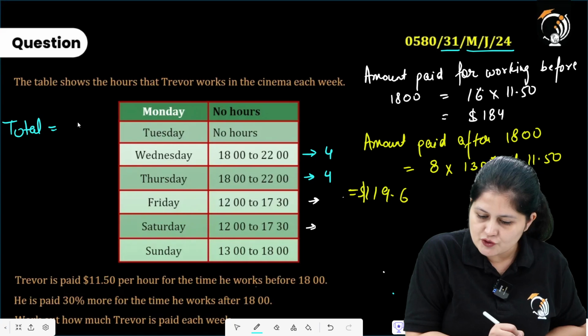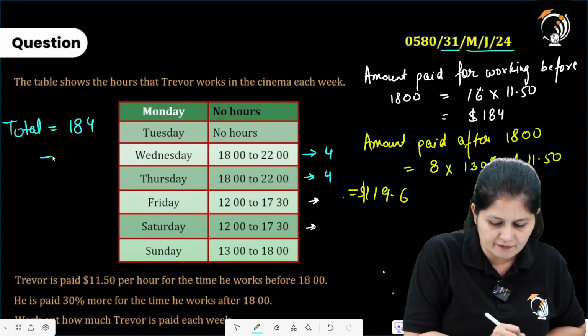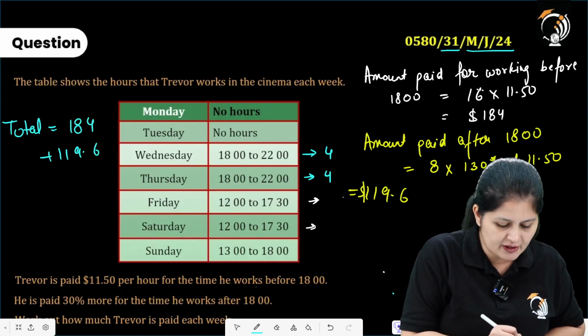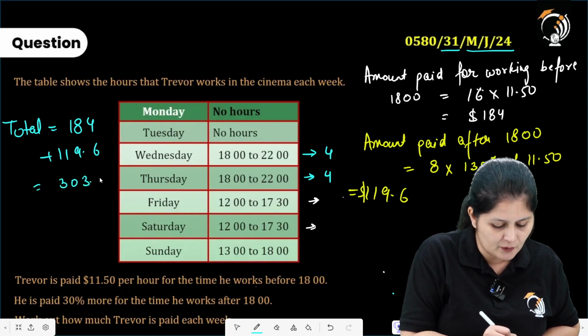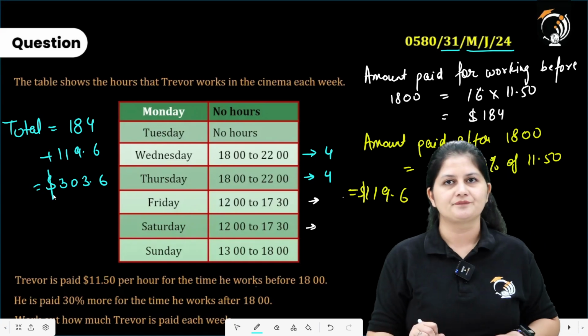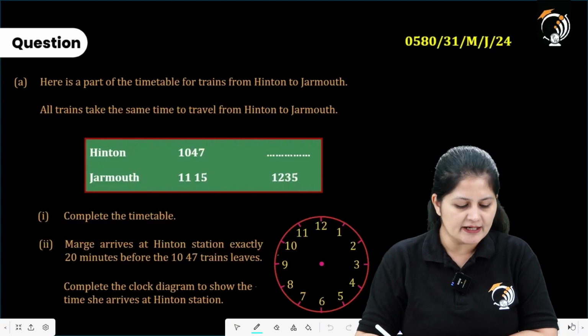So the total is going to be just adding both the values, 184 plus 119.6. So we are getting the total amount as $303.6. Clear? Moving to the next question now.